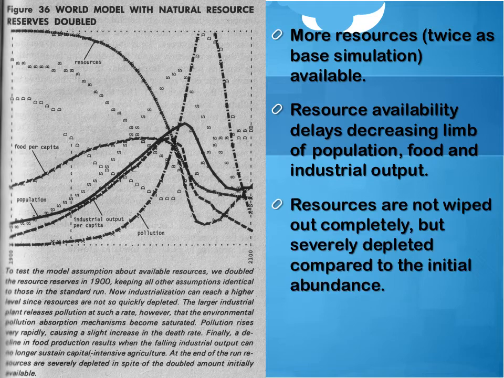Now, in this particular case, resources are not wiped out completely. You can see that at the end, the resource pool picks up, but it is severely depleted compared to its initial abundance. So this scenario, twice as many resources, indicates that you're still headed for an unsustainable outcome, but it just happens later. Okay, so that's the 5-second version of it.